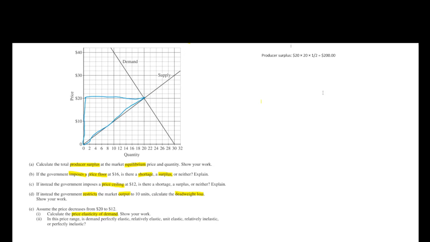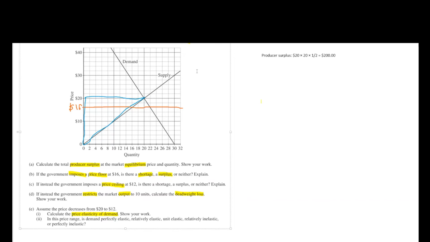Let's take a look at the first part of the question. It asks us about the producer surplus. We now know that producer surplus is the difference between the cost of production on the supply curve and the equilibrium price here. So that producer surplus is the area of this triangle, which is base times height times 1/2. $20 is the price on the y-axis. On the x-axis, we've got quantity. It's 20 units. And that gives us $200.